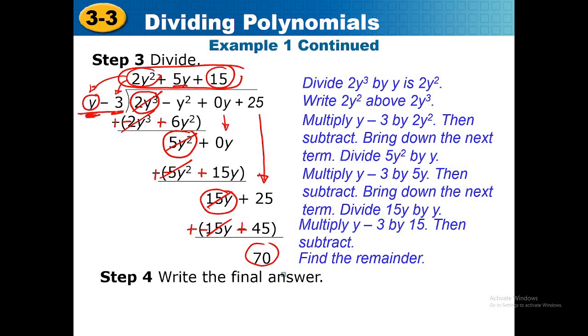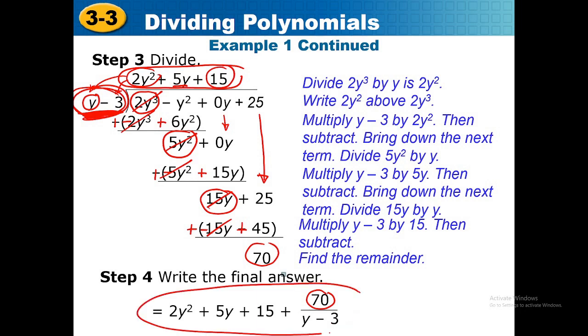The divisor is y minus 3. That's our divisor. So I have now 2y squared plus 5y plus 15. That's the quotient, plus the remainder 70 all over y minus 3, which is the divisor. So this will be our quotient when I use long division.